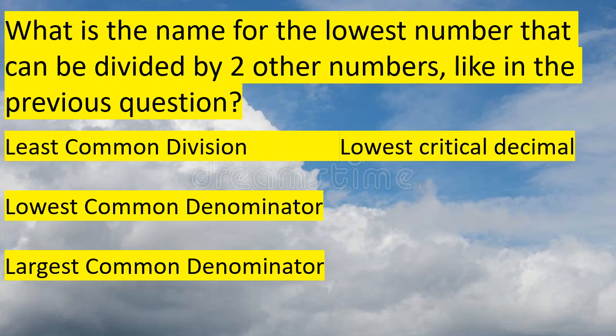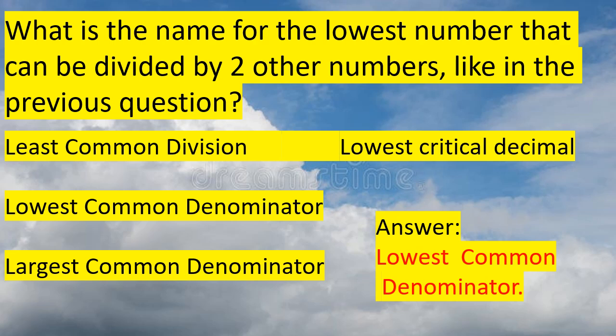Next question. What is the name for the lowest number that can be divided by 2 other numbers, like in the previous question? Is it called least common division, lowest critical decimal, lowest common denominator, or largest common denominator? Which one is correct? And the answer, lowest common denominator.